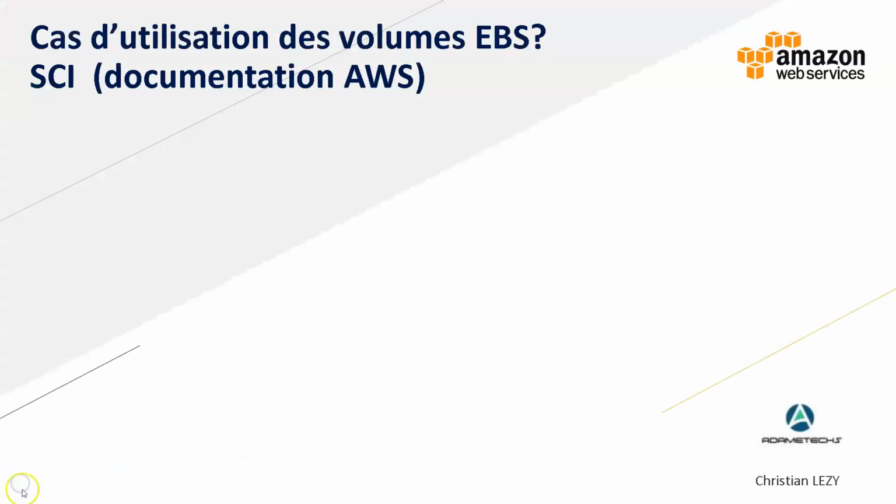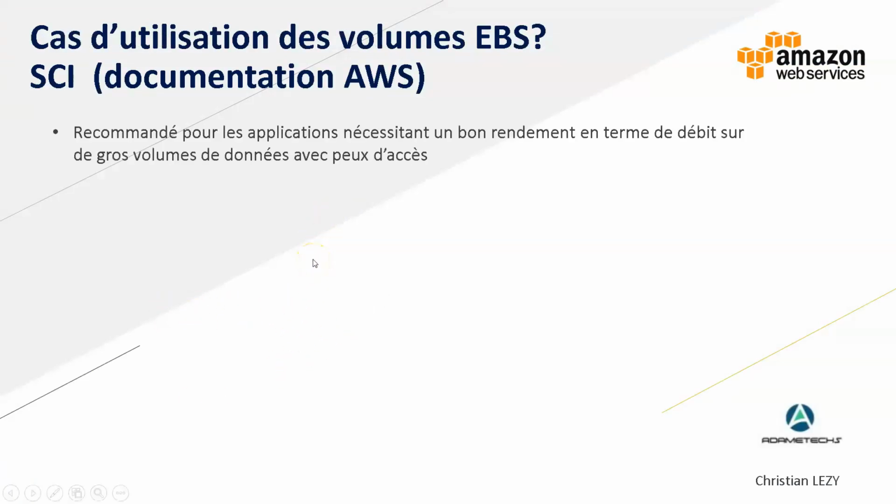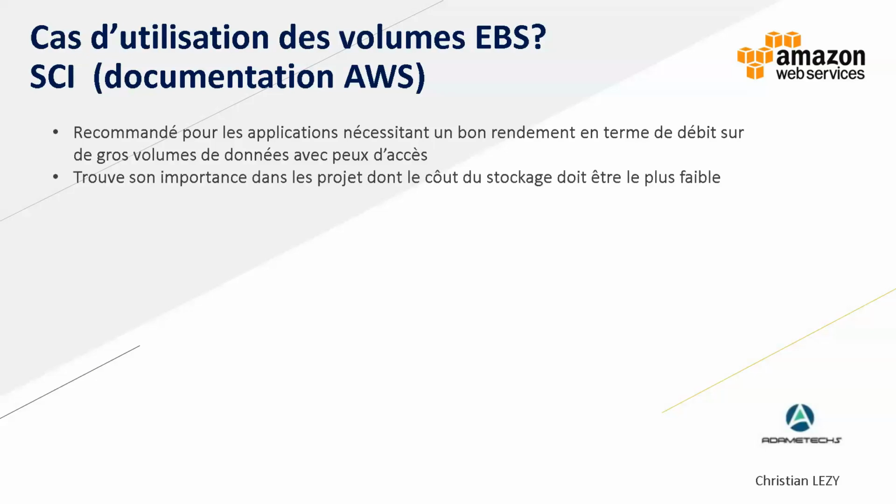Now let's look at our last type of EBS volume, the SC1, recommended for applications requiring good throughput on large volumes of data but with little file access, so it's a service account that will access all the files and not a very large traffic. This may be important in projects where the cost of storage should be the lowest.